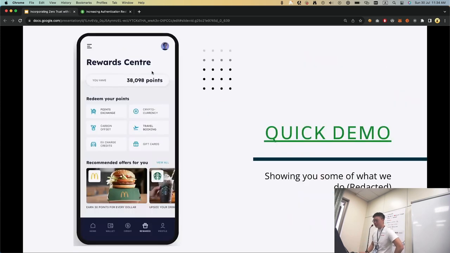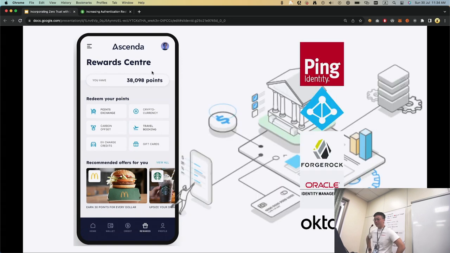Mainly from a security standpoint, we work with a lot of different kinds of providers. For example, the biggest ones in banking would be systems and companies like Ping Identity, Microsoft Azure AD, ForgeRock, Oracle, Okta, and so on. Many, many applications, but generally they pose around the same challenge for us as well.